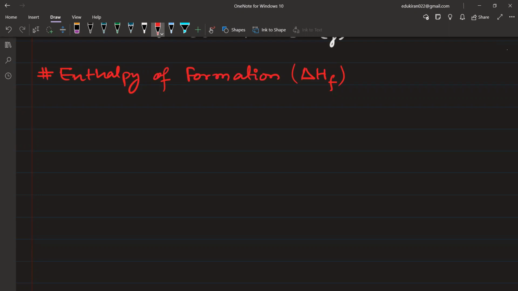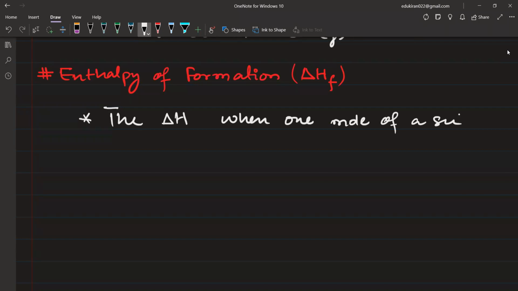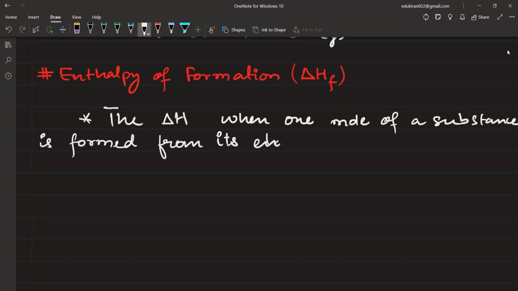Now, what is this enthalpy of formation telling us? Please write the enthalpy, the delta H, the change in enthalpy when 1 mole of a substance, देखिए, when 1 mole of a substance is formed from its elements in their most stable state.